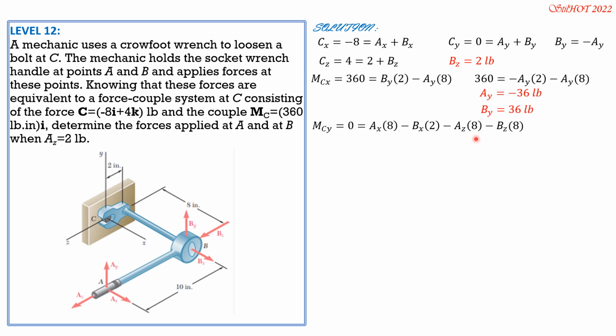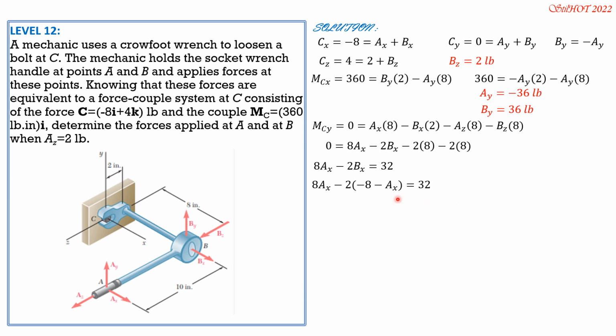So substituting the value of AZ, which is 2, and BZ, which is also 2, 0 equals 8AX minus 2BX minus 2 times 8 minus 2 times 8. Therefore, substituting the value of BX, which is negative 8 minus AX from this equation, 8AX minus 2BX equals 32, 16 plus 16. Replacing BX by negative 8 minus AX equals 32.